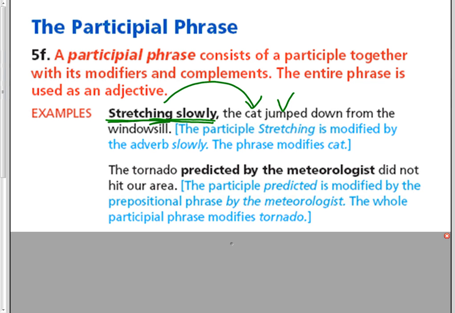The tornado predicted by the meteorologist did not hit our area. The main verb is the tornado did hit. So this predicted by the meteorologist, notice it begins with a participle, which ends in ed. This entire thing is describing the tornado, and that's a participial phrase.